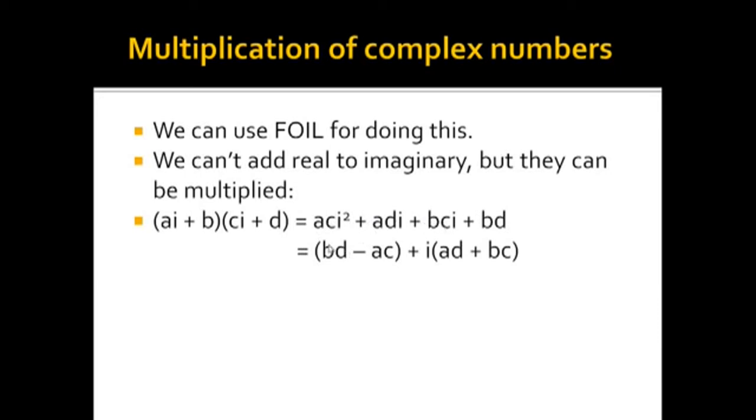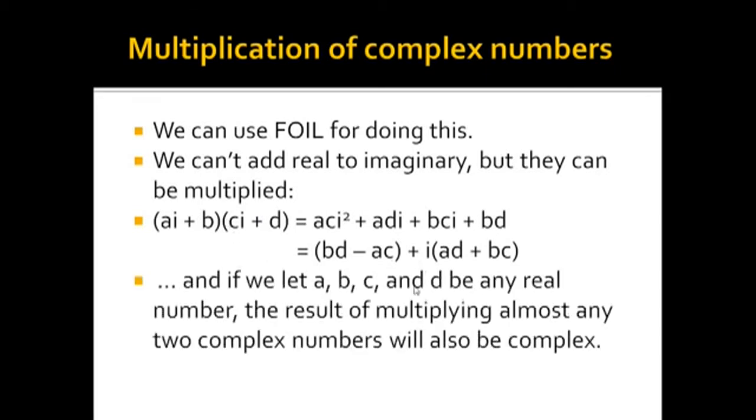Well, we can group together like terms, bd, which is real, and negative ac, which is real, to make bd minus ac. Plus, you factor i outside of adi plus bci, you get i outside of ad plus bc. So what you have here really, bd minus ac is not an imaginary number, it's just a real number, and i times (ad plus bc) is just a pure imaginary number. So once again, if you multiply two complex numbers, in most cases, the result will also be complex. And if we're letting a, b, c, and d be any real number, this works best if a, b, c, and d are not equal to each other.